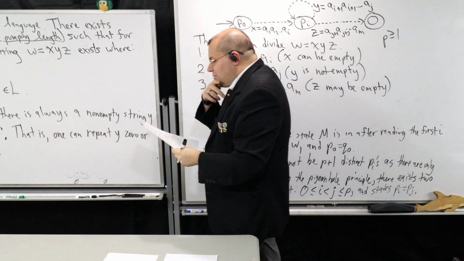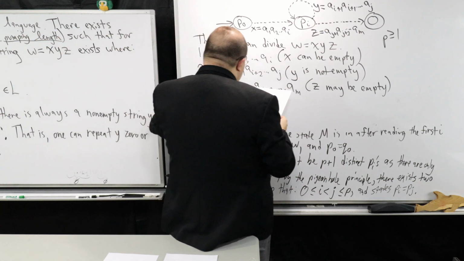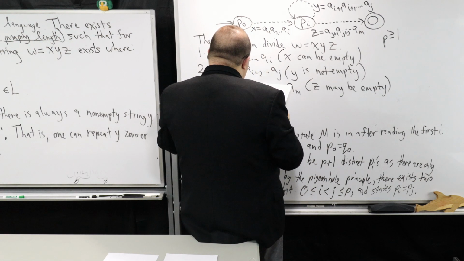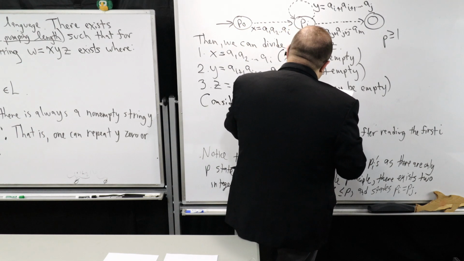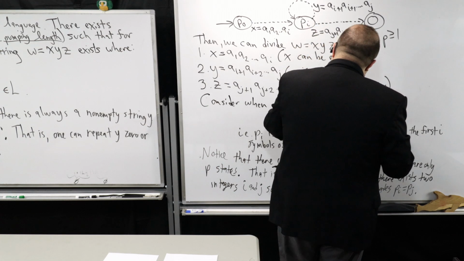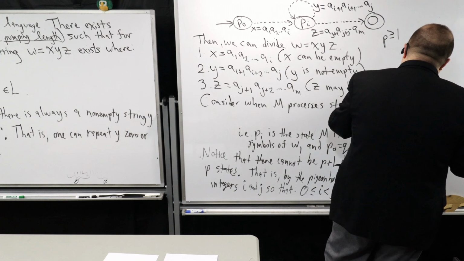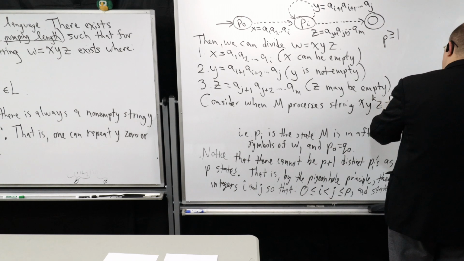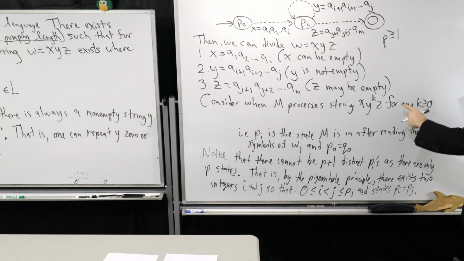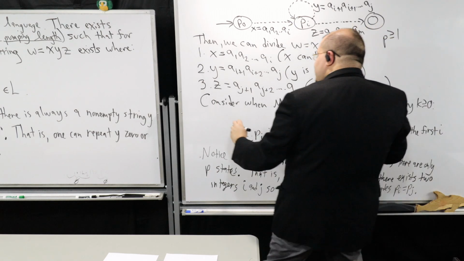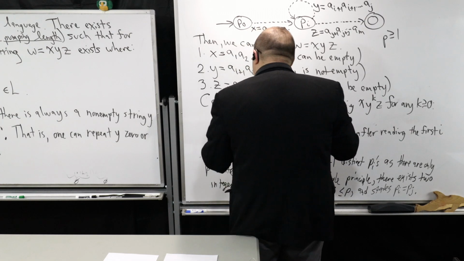Now, I'm just going to summarize the last part for you. The rest of this is more carefully written in the proof. Consider when M processes the string x y^k z for any k greater or equal to 0. Well, what you do is you break this into two cases. You have one case for k equal to 0, and then you have a case for k greater than 0.